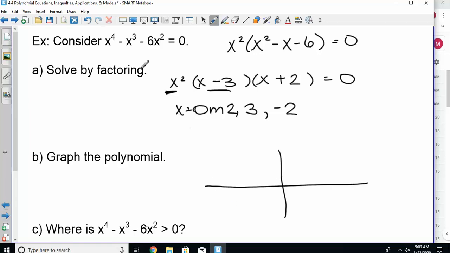So if I wanted to graph this, it was an x to the 4th, so what's our end behavior? So we're hitting the x-axis at 0, 3, negative 2. What's going to happen at 0? It'll bounce, and the others will go through. So it's going to look something like this.